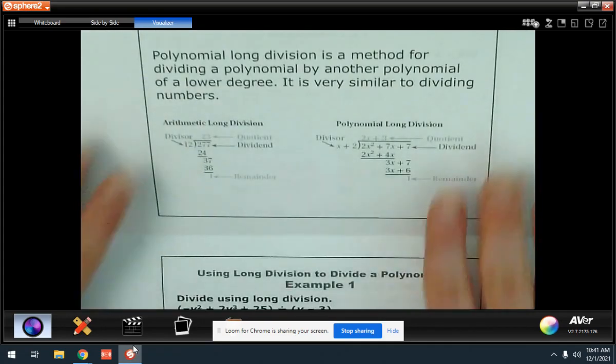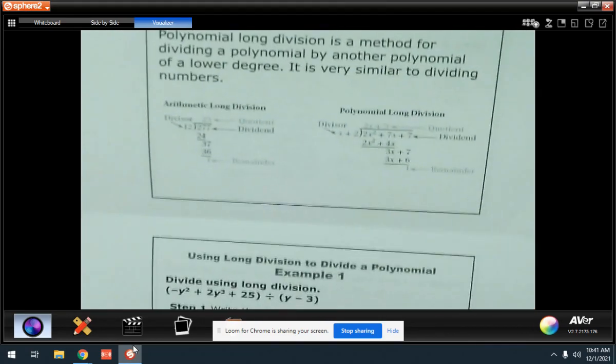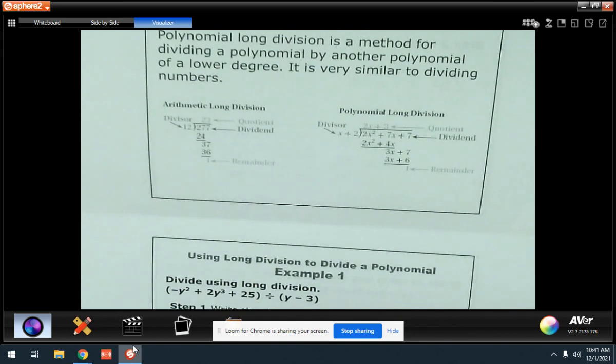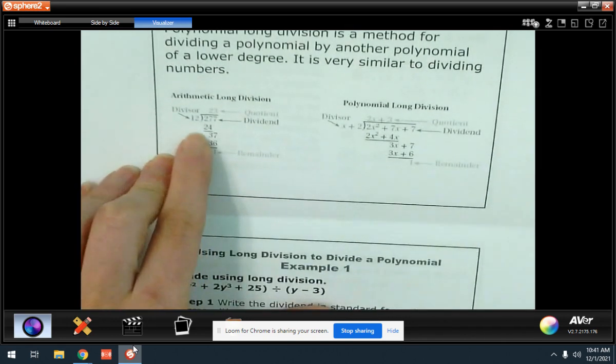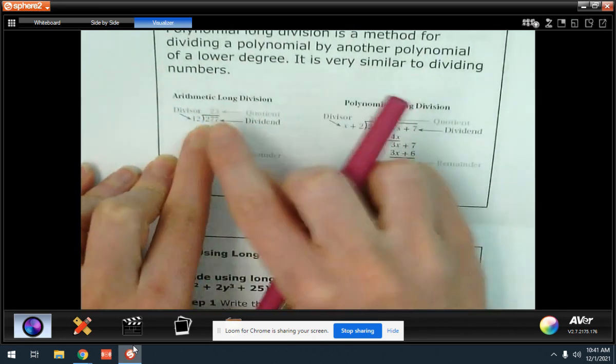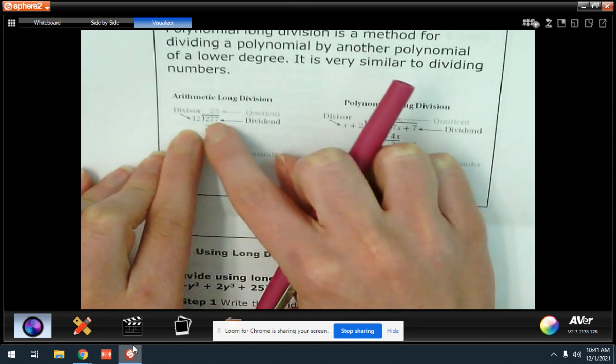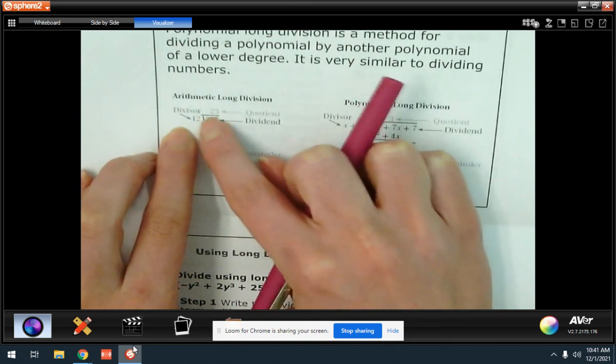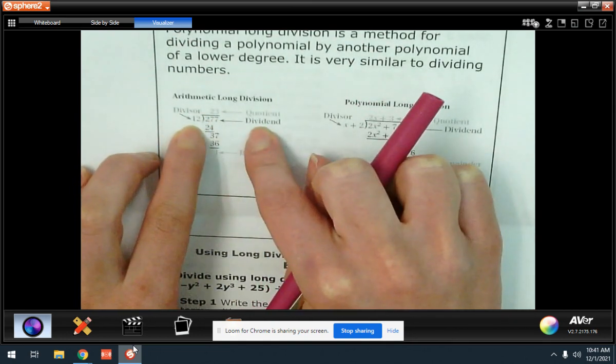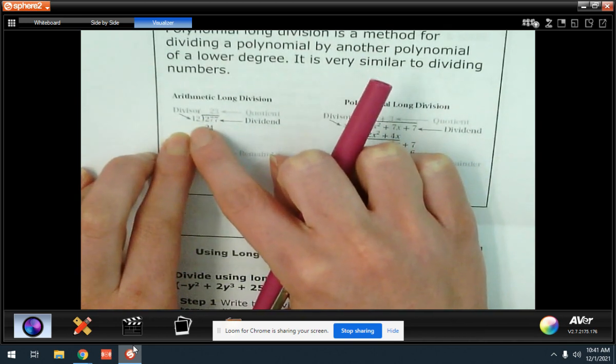All right, so when we divide polynomials, it's very similar to dividing numbers. Did y'all learn long division when you were dividing numbers? Okay, and so here's an example of when you were, say, dividing 277 by 12. That 277 is called the dividend, and that 12 is called the divisor.